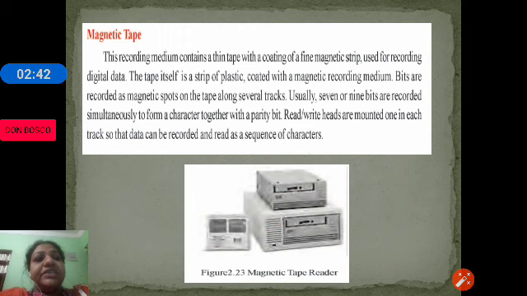As you can see in the picture, this is a magnetic tape recorder, which is very similar to an audio cassette player. These days magnetic tape recorders are not used. Their manufacturing has also almost stopped.